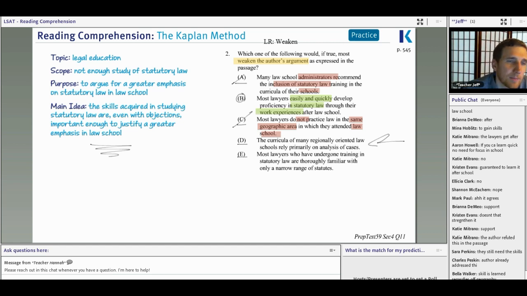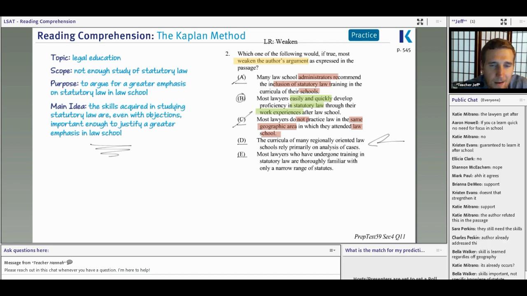All right, D. Why is D wrong? Why does this not weaken? And I know a lot of you may not have even gotten this far. You might have just saw B, picked it, and moved on, and that's great. But I want to make sure you see it. Well, this is just saying that they rely primarily on analysis of cases. Is this something we talked about, that law schools focus on case law?